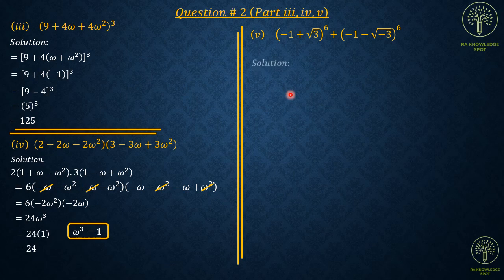Another question. Okay, maybe you'll feel it is difficult. Dear students, as you know that omega is equal to this thing. This is the form of omega, and omega square is this one. But you can see there is something that is missing in this question.